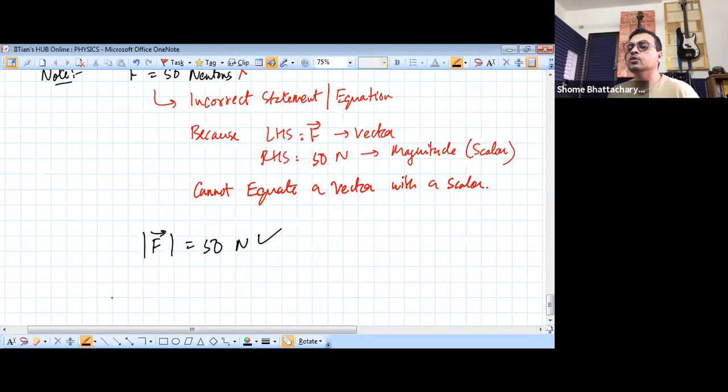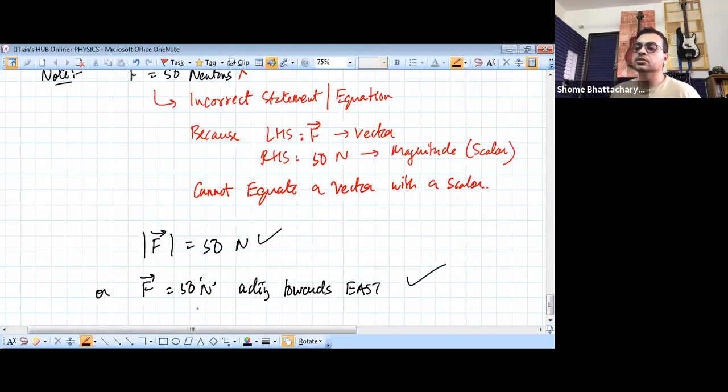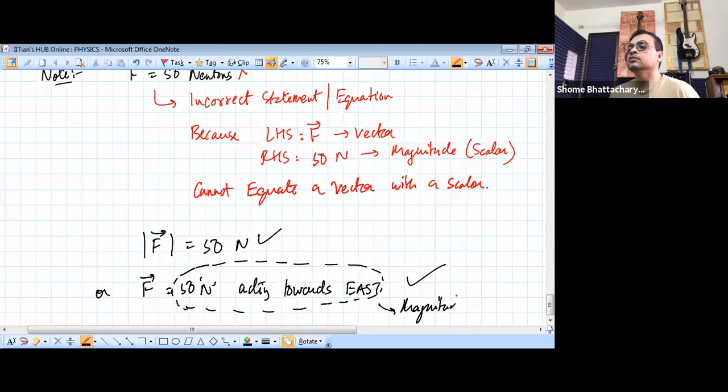Or if we want to say it like that, we have to say that F is a force of 50 newtons acting towards, let's say, east. This is a correct statement because this is a vector quantity, both magnitude and direction. On this side of the equation, we have got magnitude and direction. And on that side of the equation, we have got a vector.